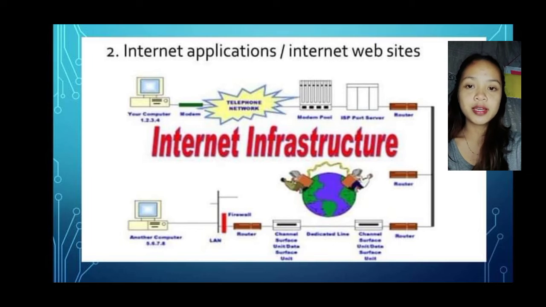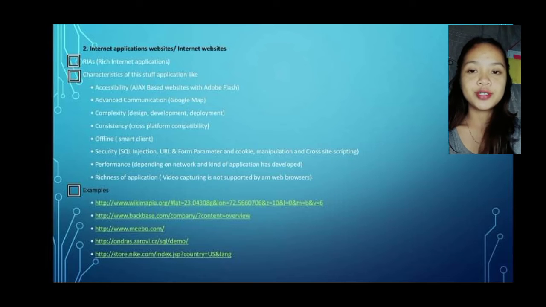And the second is the internet applications or internet websites. And the figure shown is an example of internet infrastructure. So, internet applications or internet websites. The characteristics of this type of application are accessibility, advanced communication, complexity, consistency, offline, security, performance, and richness of application.